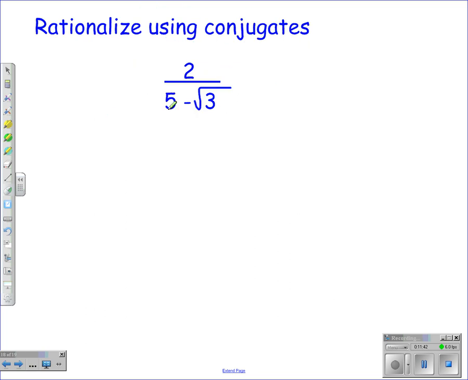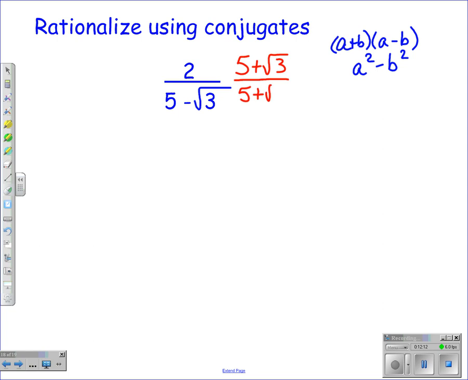We're going to rationalize using conjugates. I want to remind you that if you have an a plus b times an a minus b, you end up with a squared minus b squared, or difference of squares. Please remember that property as we're using it here. If we have a radical in our denominator and there's addition or subtraction going on, we have to multiply by what is called the conjugate.